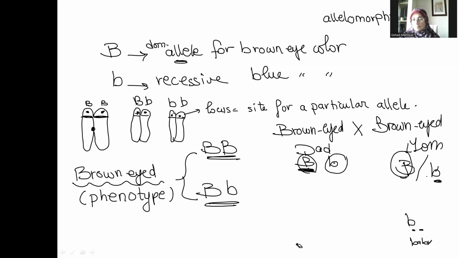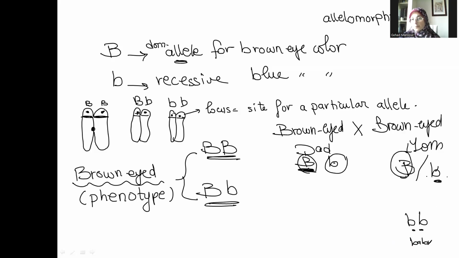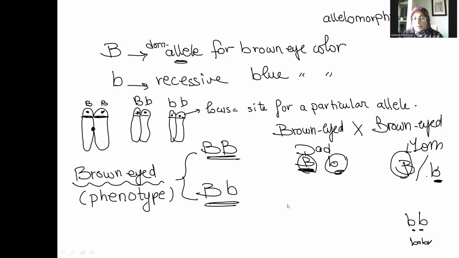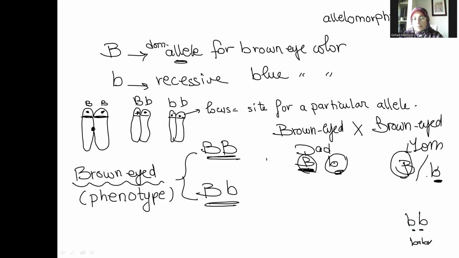So the argument is correct, meaning that when we have one of the offspring who is B small, then the mom should have a hidden recessive allele B small, and the dad should have a hidden recessive allele B small. This is the genotype of the parents, the first generation. Sorry, this is a P again. So this is P1, the parents, the first generation.